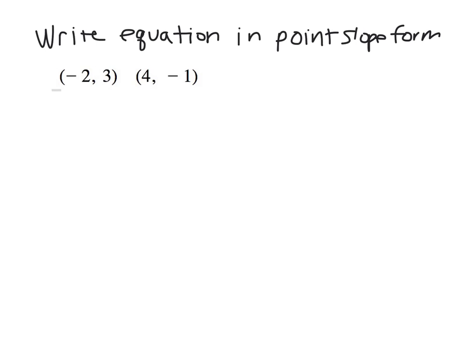I've been asked to write an equation in point-slope form given 2 points. Well, the problem is I've got a point, but I don't have a slope. So I'm going to have to use my slope formula in order to write my slope. And my slope is just the change in y over the change in x.